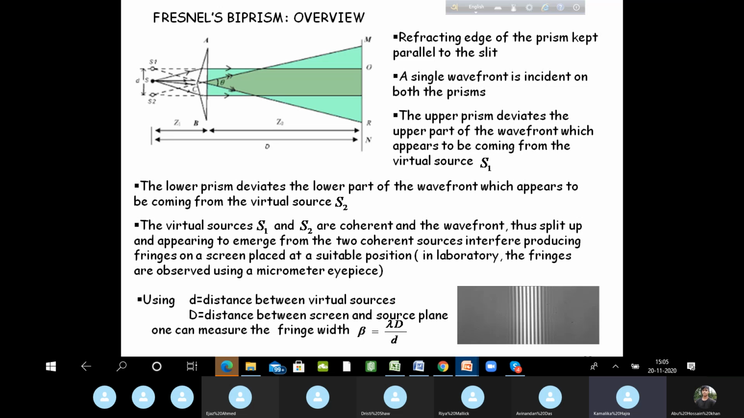So we are left with interference due to division of amplitude and Fraunhofer diffraction, the two overviews that you need. So what I'll do is next week, let me check the calendar.